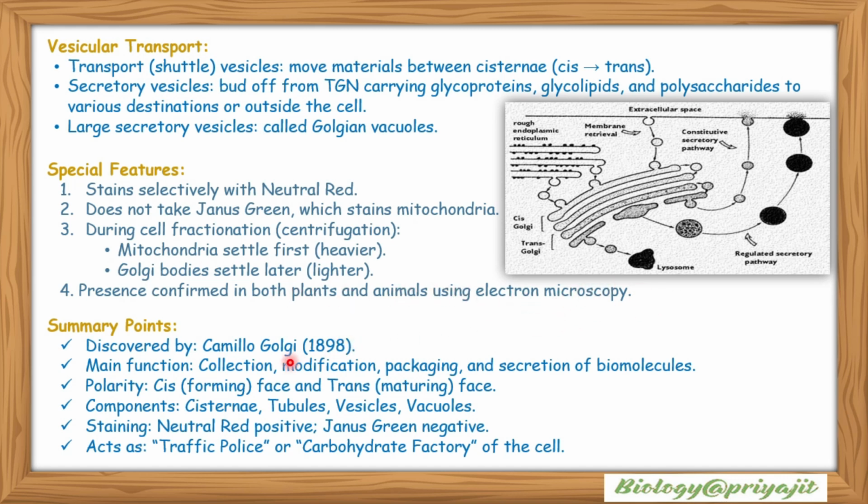It was discovered by Camillo Golgi in 1898. Its main function is the collection, modification, packaging and secretion of biomolecules. Their polarity: cis or forming face and trans or maturing face. Components include cisternae, tubules, vesicles and vacuoles. Staining: neutral red positive but Janus green negative. It acts as the traffic police or carbohydrate factory of the cell.